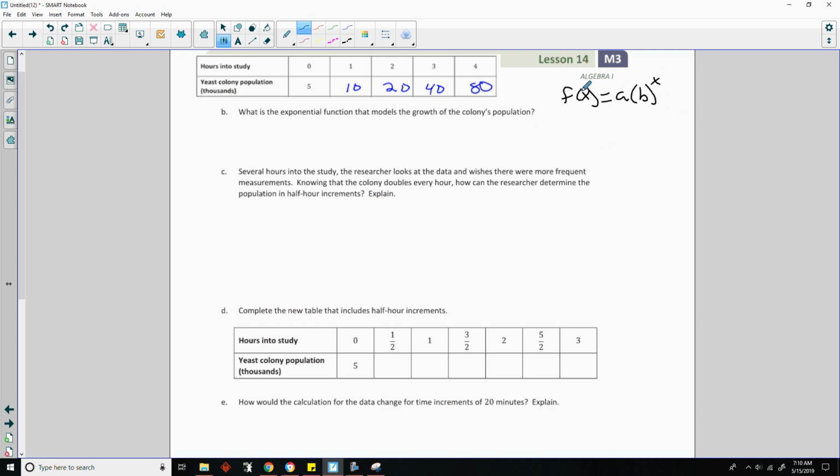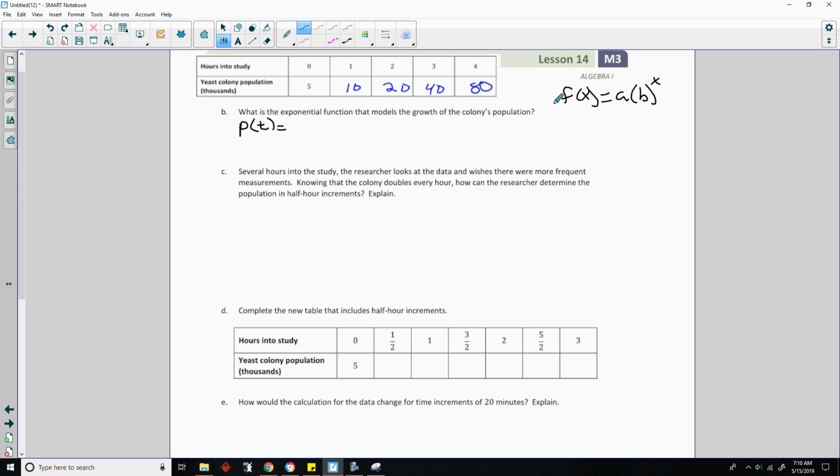Okay, f of x is a function that we name. It's often good to use letters that make sense in the context of the problem. We're talking about yeast colony population, so we could call that population with respect to time, hours in the study, P of t. So P of t is our function where t is time.